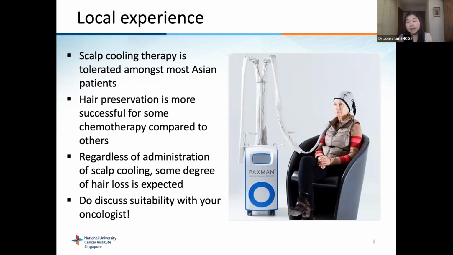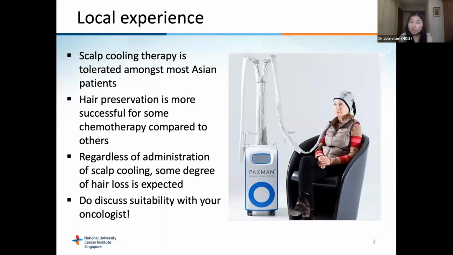I would say more than 90% of patients told us that they found it comfortable. It's not too cold, and they were able to finish the scalp cooling during the duration of the chemotherapy. Of course, like I mentioned, hair preservation is more successful for some chemotherapy compared to others, particularly weekly taxanes. They do very, very well. But we have had less success in anthracycline-based chemotherapy like doxorubicin. In those patients, we tend to see more hair loss, and in terms of hair retention, it would be less.